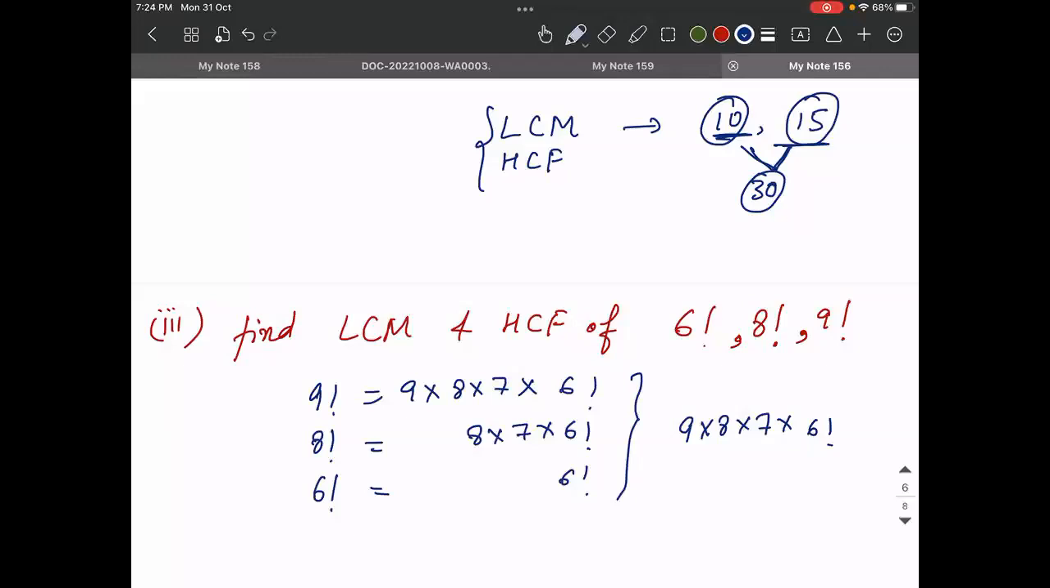So the HCF will be how much? HCF is 6 factorial, right? What is HCF? HCF of 15 and 10. How do you find? What is HCF of 15 and 10?